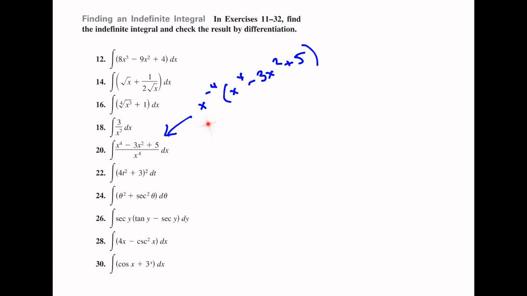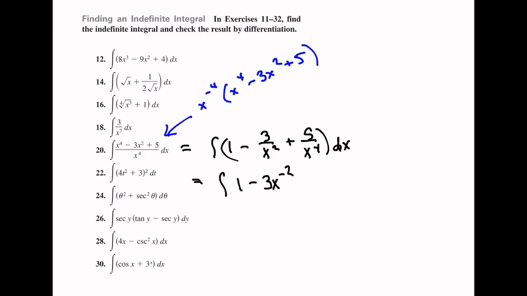Again, you can distribute the x to the negative fourth through each one of these, adding the exponents each time, and no matter which way you think of it, this simplifies and gives you the integral of 1 minus 3 over x squared plus 5 over x to the fourth. And then we can integrate that as long as we rewrite the second two terms as 3x to the negative second plus 5x to the negative fourth.